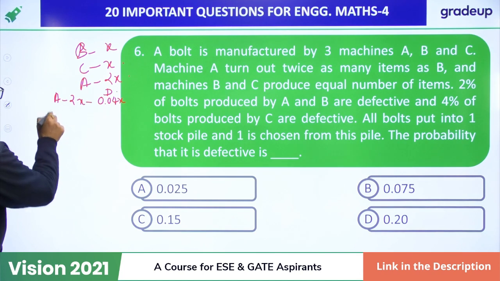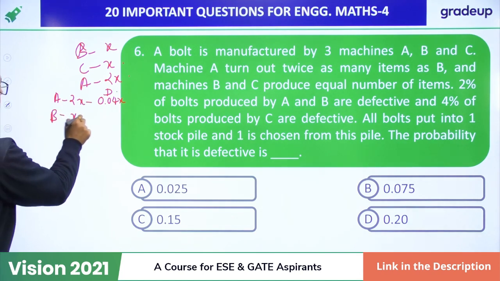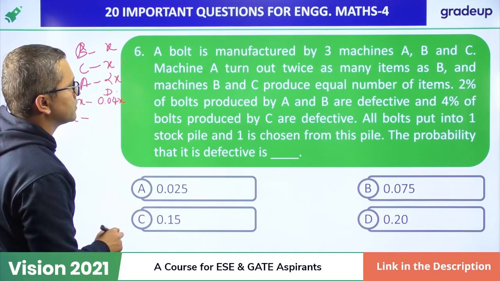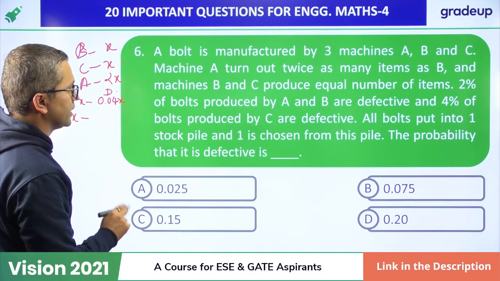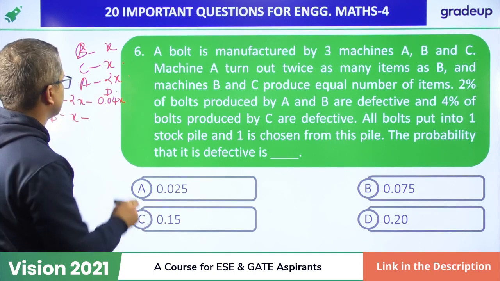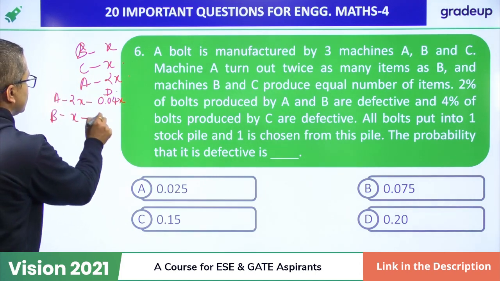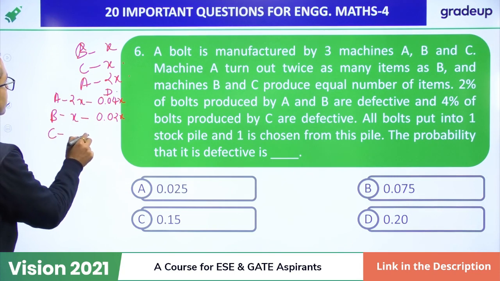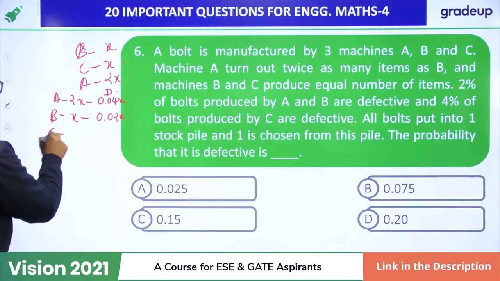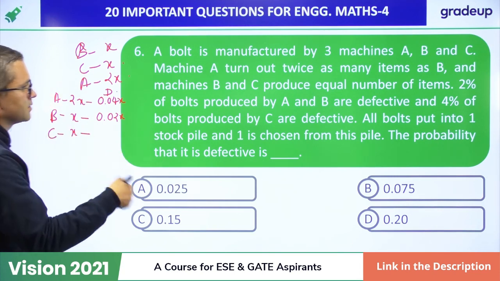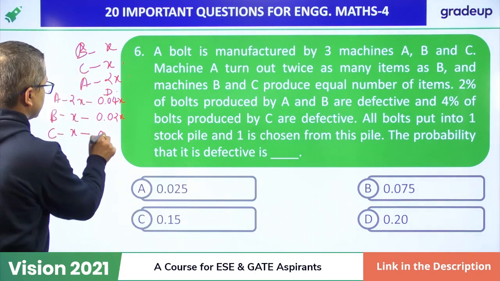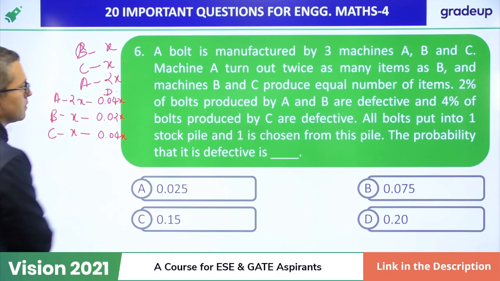I'm going to write defective here. B produces X, and B also has 2% defective. So B also has this many defective. For C, C produces X numbers, and for C 4%, so 0.04x for C are also defective.